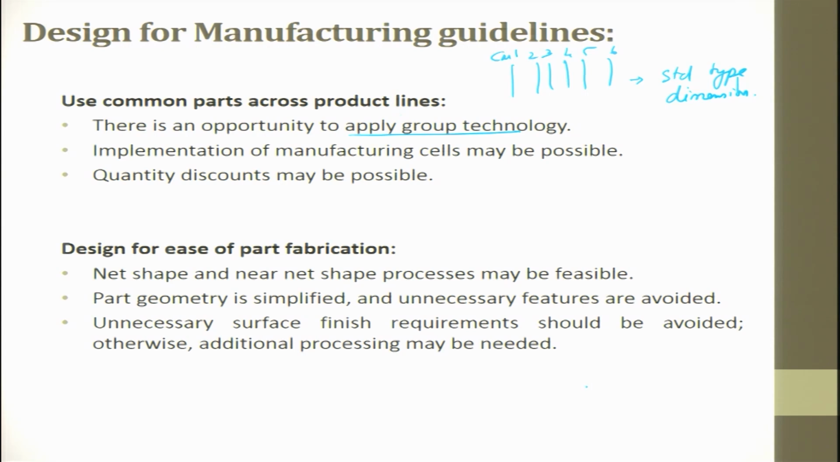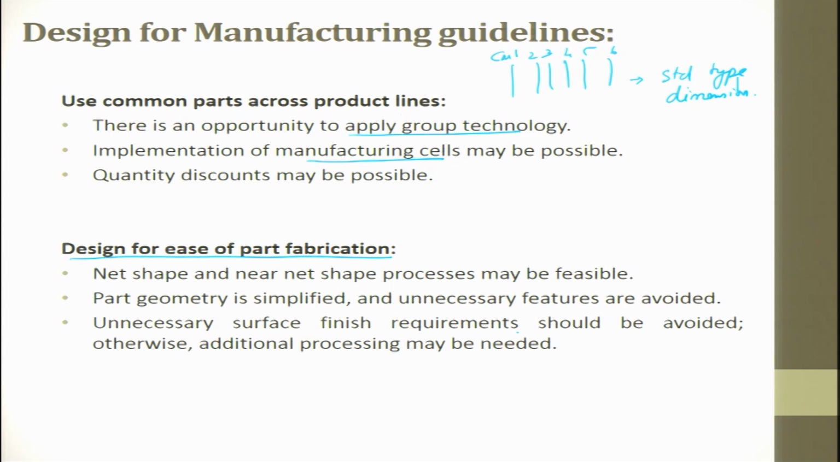Implementation of manufacturing cell may be possible. We will see what is manufacturing cell later. Then quantity discounts may be possible when you use a common part for different product lines. Design for ease of part fabrication, net shape and near net shape processes may be feasible. Part geometry is simplified and unnecessary features are avoided when we start using design for ease of part fabrication.